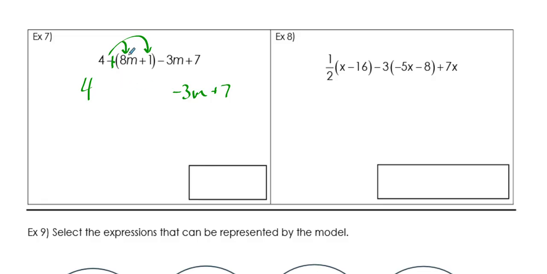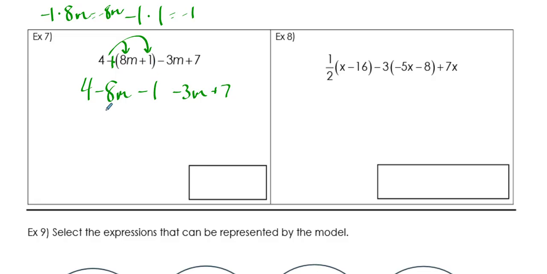We're going to distribute here negative 1 times 8m. That's negative 8m. And negative 1 times positive 1. That's negative 1. So really, the simplest way to think about this, if we're subtracting these things, we're just going to change the sign of whatever's in there. That was a positive, it became a negative. That was positive, it became a negative.